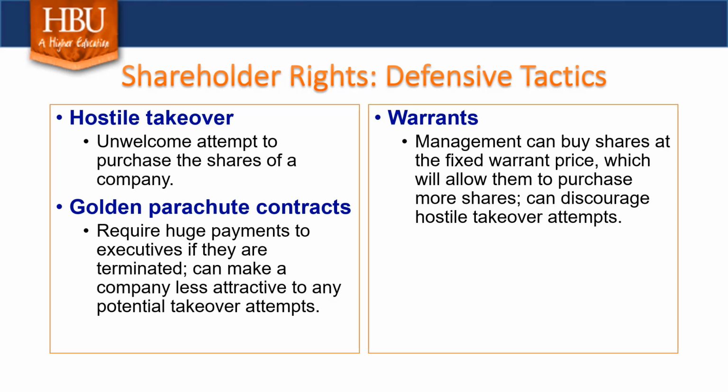First, there's a hostile takeover. This is an unwelcome attempt to purchase the shares of a company by the stockholder. There's also what's called a golden parachute contract. This requires huge payments to executives if those executives are terminated. There's also warrants. This is where management can buy shares at the fixed warrant price, which will allow them to purchase more shares. This ultimately, though, can discourage hostile takeover attempts.